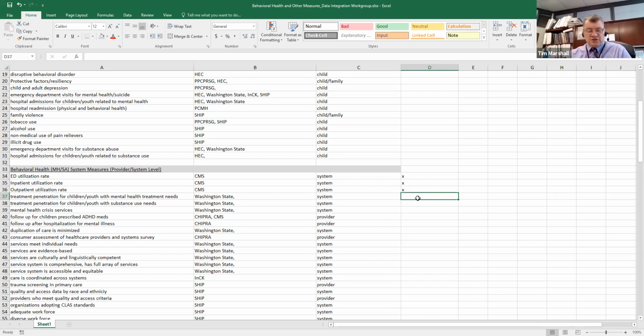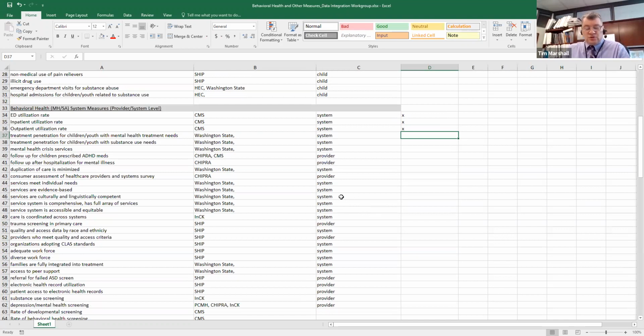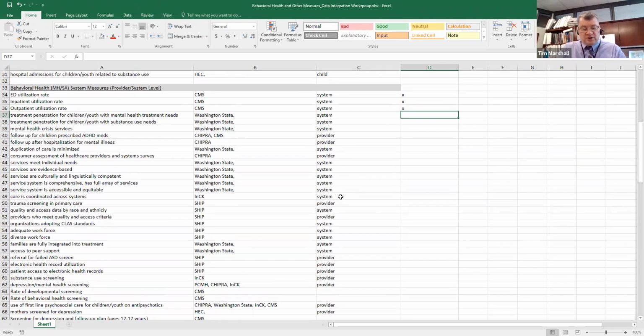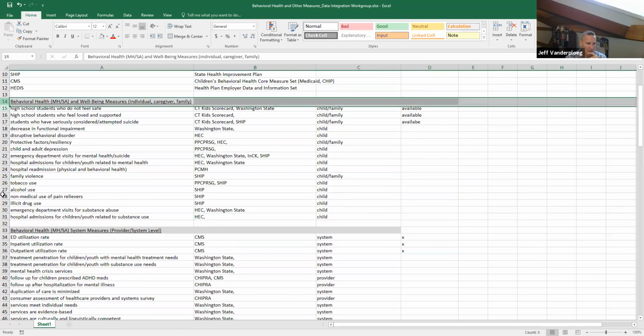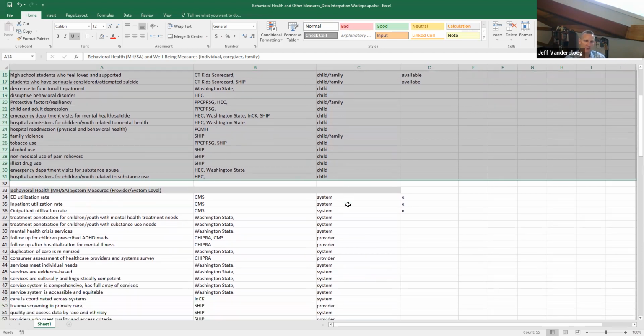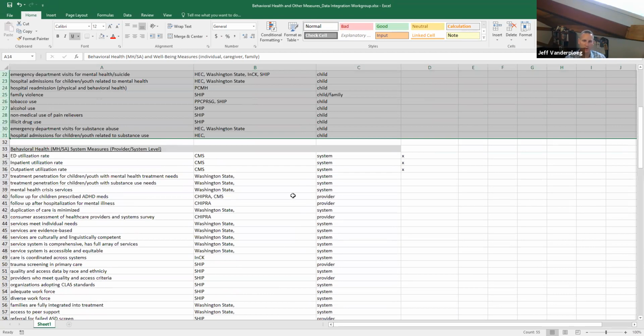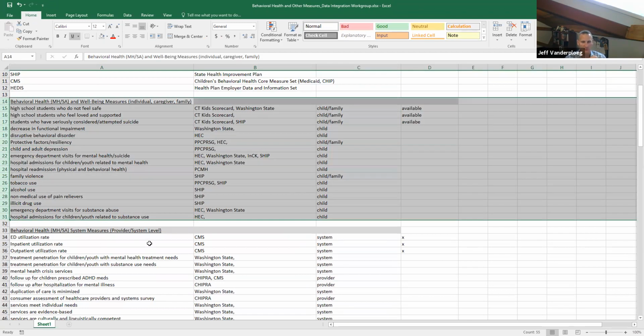Jeff, I wonder if it might be helpful to just focus on one section at a time. Just go through it, and the behavioral health, the mental health and substance use and the well-being measures maybe is top of the list, and then go from there. Okay. So let's do that. Let's start with this block right here. And that block is separated out because they're identified as individual child or family level or caregiver level measures, as opposed to these system level measures down below, which we'll get to next. But as you look at this set, what jumps out at you as good, bad, or otherwise?